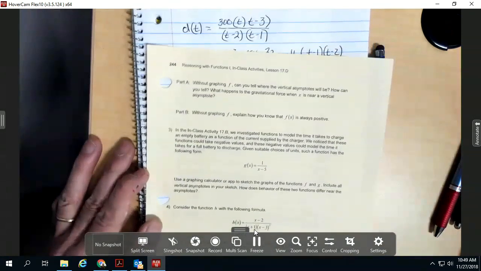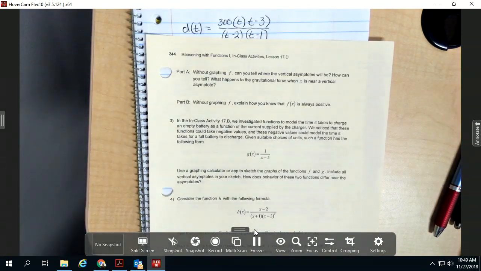Without graphing, can you tell where the vertical asymptotes will be? So 5, 4, 3, 2, 1. When I looked at that, I knew where the vertical asymptote was. We've got a 4. We've got a 3. We've got a 3. 5, 4. So you looked at that equation, f of x equals 1 over x minus 5 squared. 3. Okay. Eric, I didn't see your fingers.